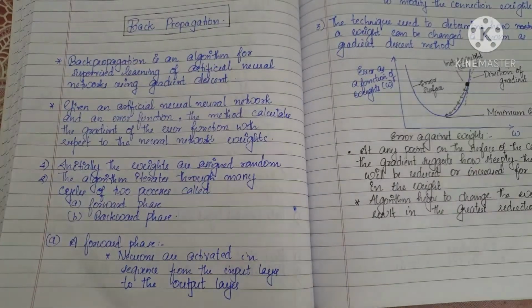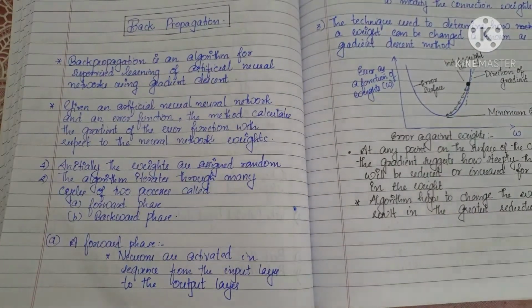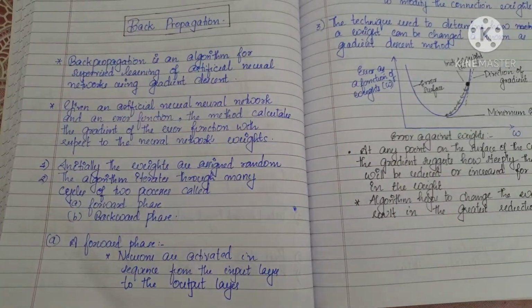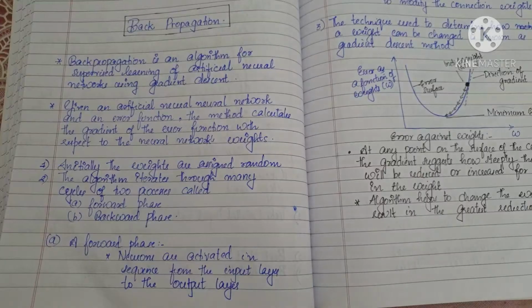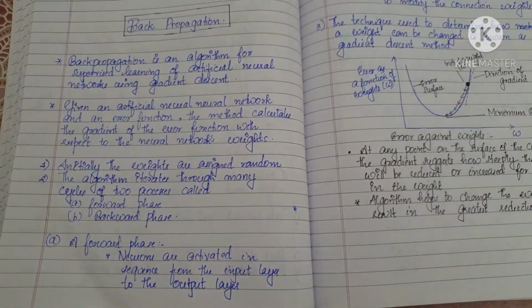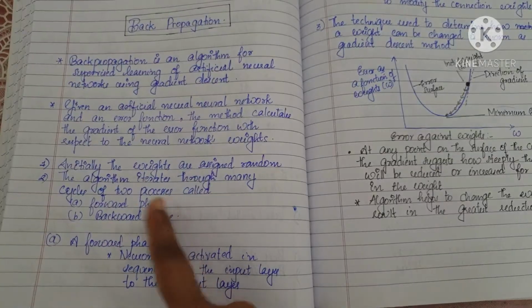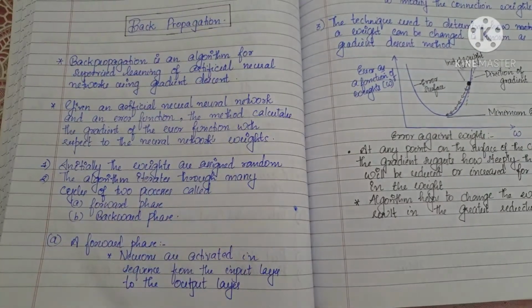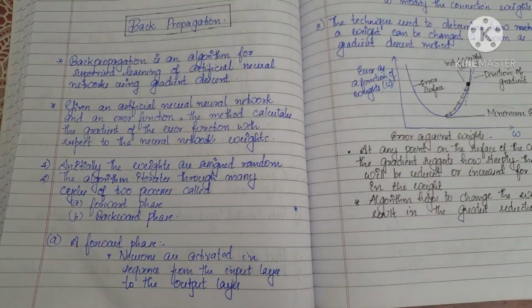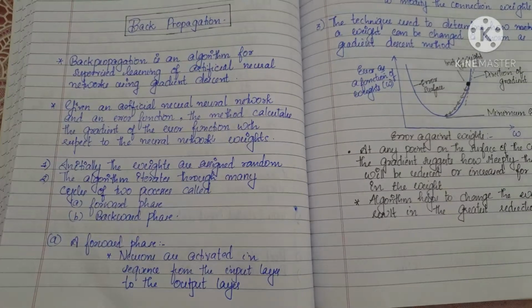Step 2: our algorithm iterates through two different processes. One is the feed forward phase and the second one is the backward phase. Our algorithm iterates through many cycles of these two processes. That means the first phase is the forward phase and the second phase is the backward phase. So what will the forward phase do?